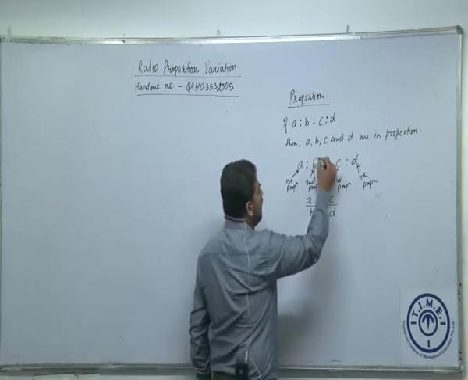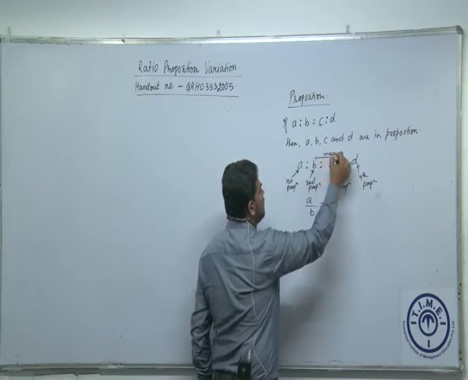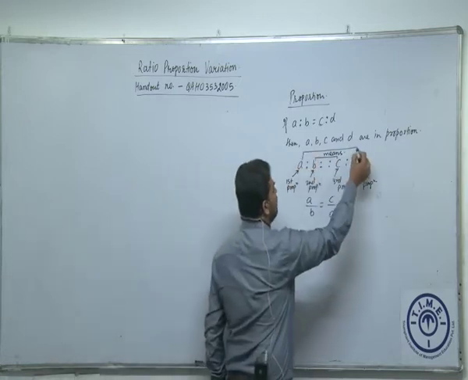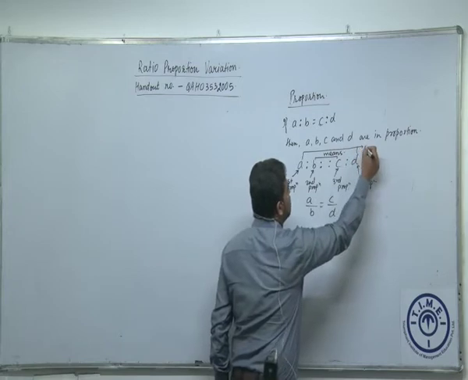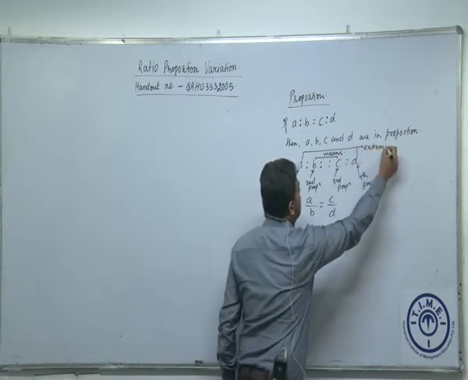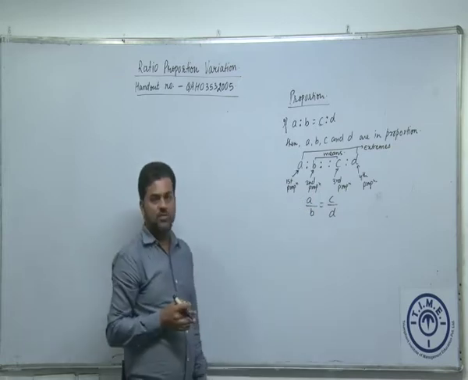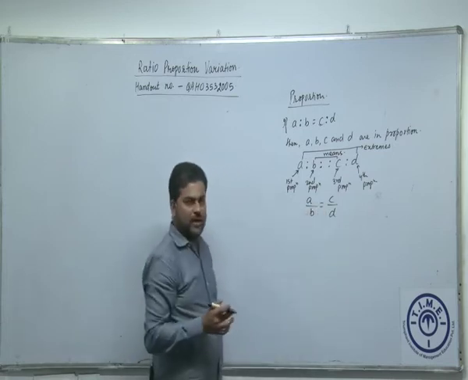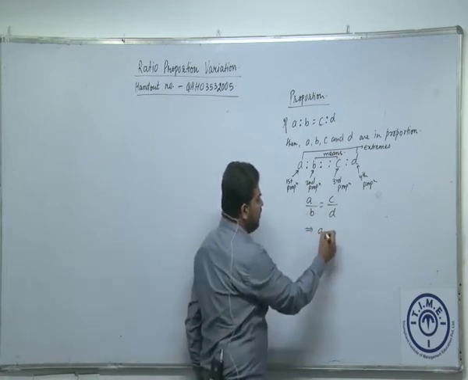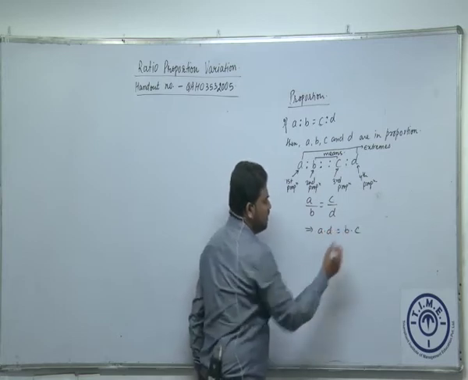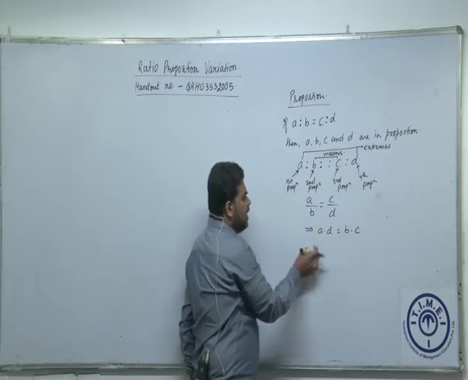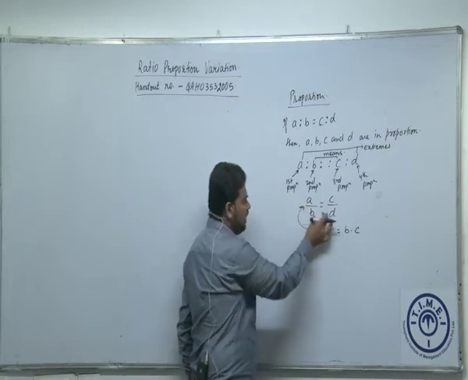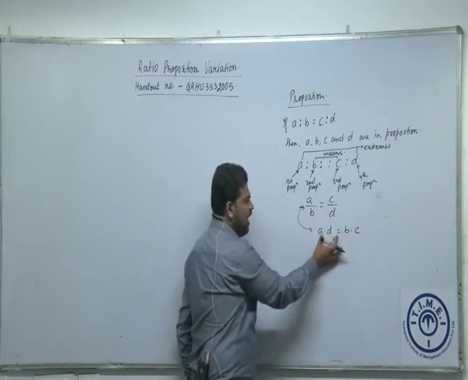The middle two terms are also known as means, and the first and the last terms are also known as extremes. Okay, so A and D are extremes, B and C are means. So if you are writing it as A by B is equal to C by D, can I write this as A multiplied with D is equal to B multiplied with C? So this can be written like this, and this can be written back like this.